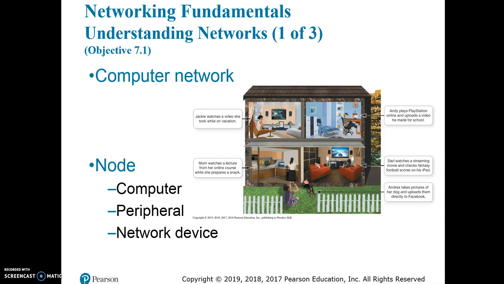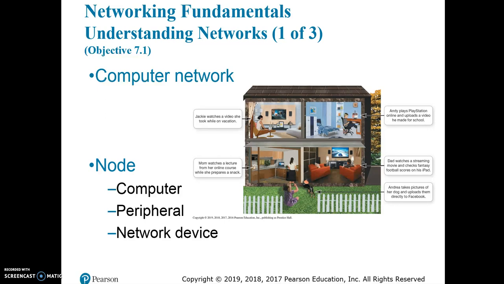And so when we're talking about a computer network, it's simply two or more computers that are connected via software and hardware so that they can communicate with each other. Every single device on a network is considered a node. A node doesn't just have to be a computer. It can be your phone.